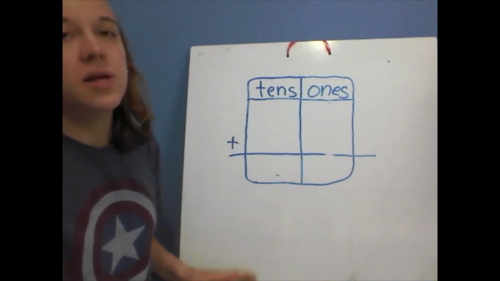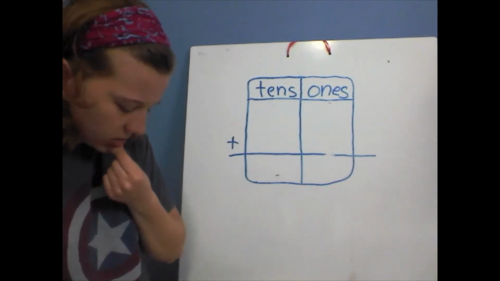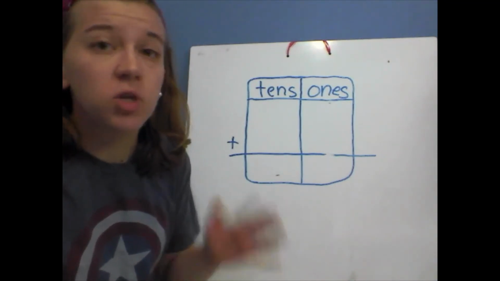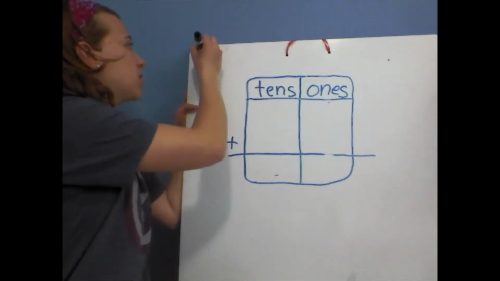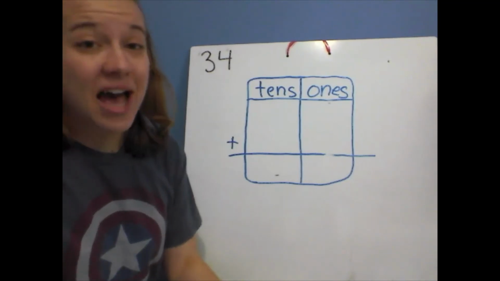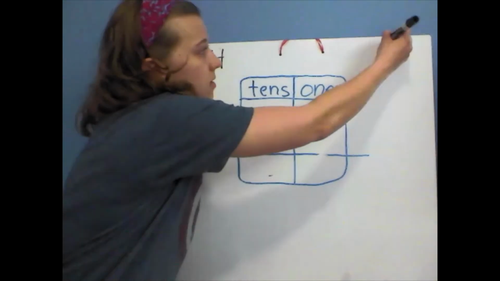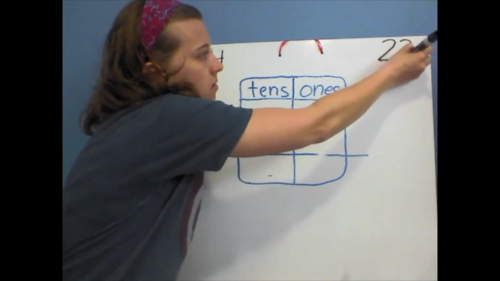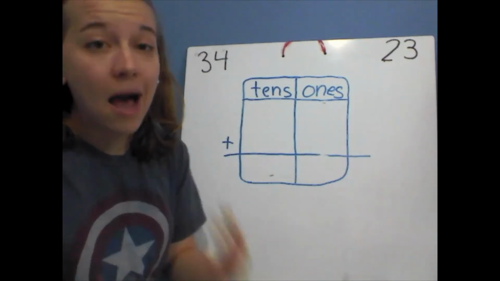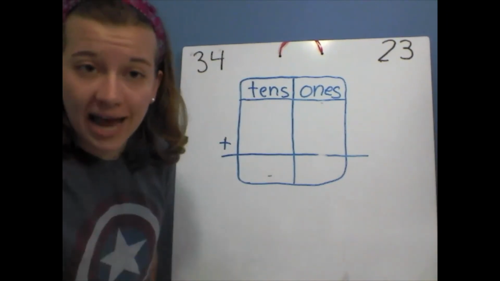All right, so let's say I have, what number should I use? Let's say I have 34 chocolate chip cookies, okay? So I baked 34 chocolate chip cookies. I also baked 23 sugar cookies, okay? So I baked 34 chocolate chip cookies and 23 sugar cookies. How many cookies did I bake in all? Instead of counting every single cookie, we're going to add it together.